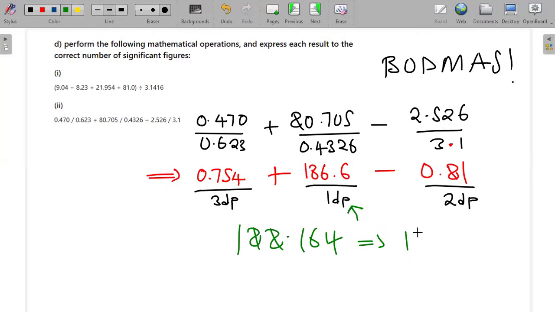So this will just be 188 point... 188 point what now? Okay, I'm finding point 2, because it should have 1 decimal place. Let me redo it. 0.754 plus 186.6 plus 0.81. Still get the same answer. So 188.2, that will be our final answer there. All right, so any questions there, guys?